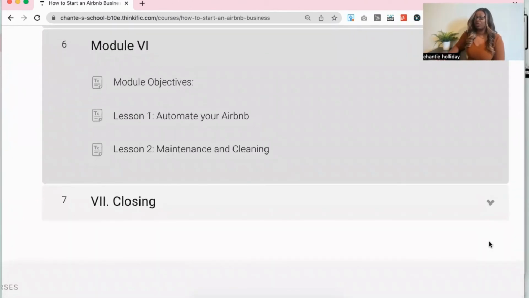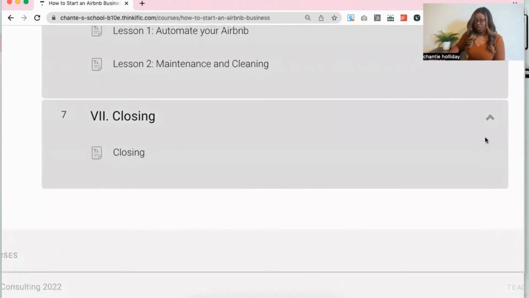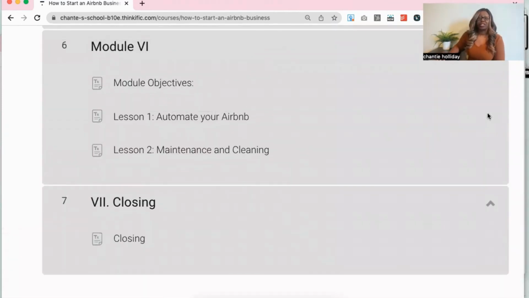Module 6 covers module objectives, automating your Airbnb, and the maintenance and cleaning. And finally, we have the closing module where it literally just congratulates your student for taking your course, for making it to the end, for going the extra mile, for trusting you to educate them and choosing you. That's the perfect place for you to suggest your next course that they should take from you.